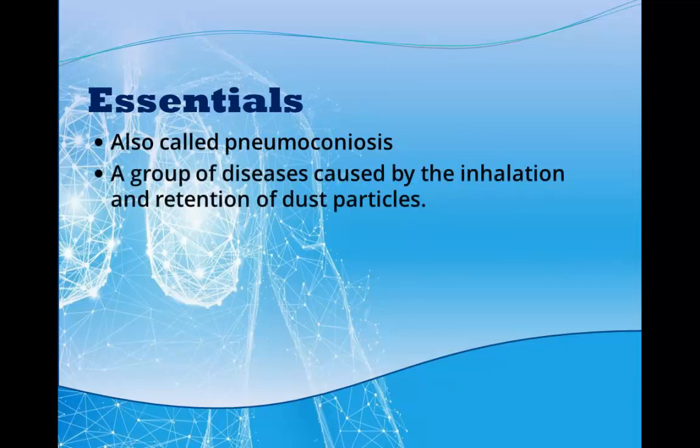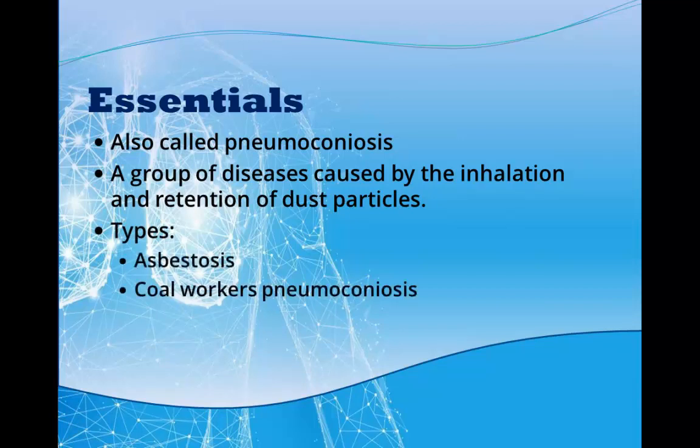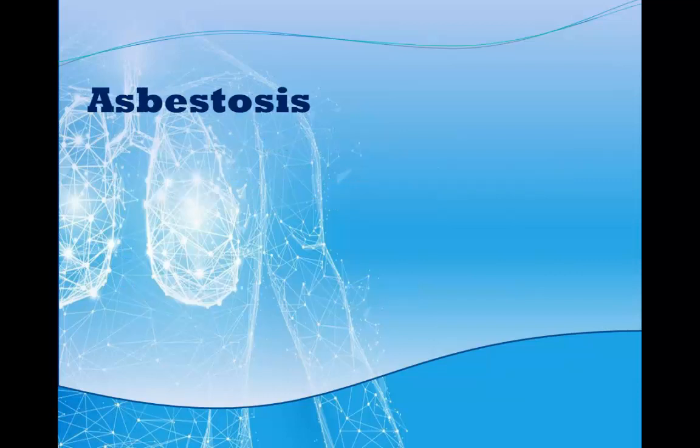It's a group of diseases caused by the inhalation and retention of dust particles, resulting in fibrotic changes and granuloma. The time between exposure and the onset of symptoms is quite long, can take years, and we have 3 common types, with the most common 2 being asbestosis and coal workers' pneumoconiosis, and the third being silicosis. There are other types, but they're much more rare.